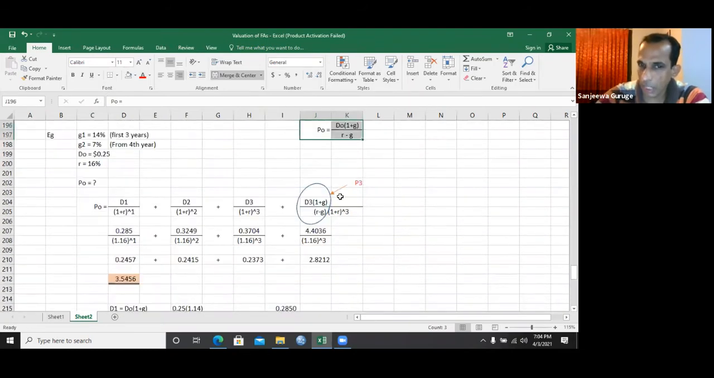And when the constant growth starts from the 4th year, in this example, when we apply the constant growth model, which price are we getting? We are getting the price at the beginning of 4th year. Beginning of 4th year means end of 3rd year.